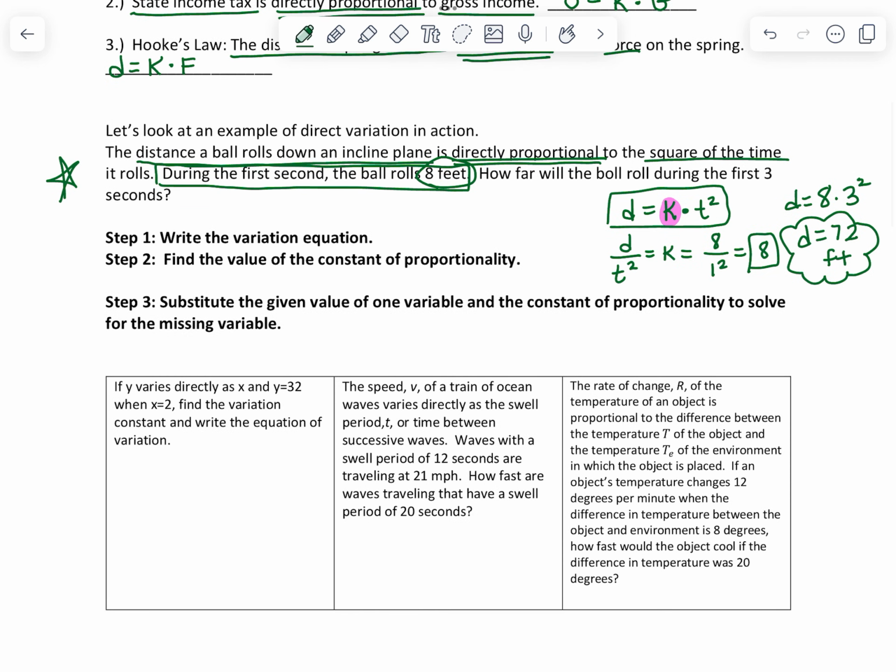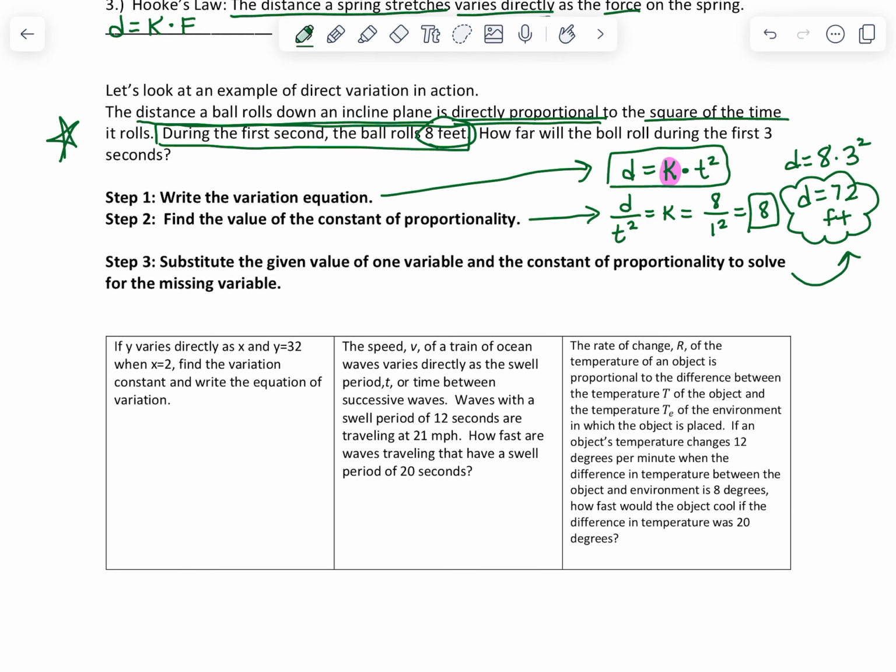One more time, what we did was we rewrote the variation equation based upon what it told us was directly proportional. Then second, we found the constant of proportionality by isolating the k in that equation. And then in step number 3, we substituted that given value for k and the value of the variable that it gave us to find the missing variable.